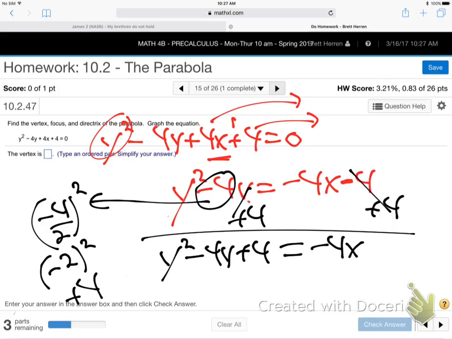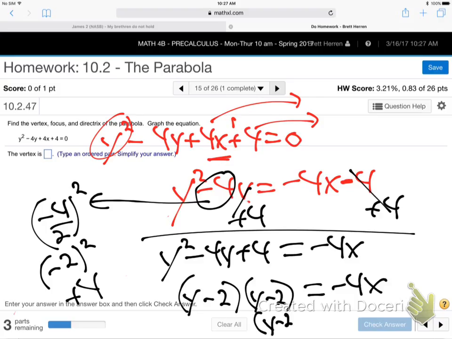What did I just do? I gave it just what it needs so that it'll factor now. How does that left side factor now? Y minus 2, y minus 2. In other words, y minus 2 squared. We gave it the look. Do you see that? Do you see what happened?